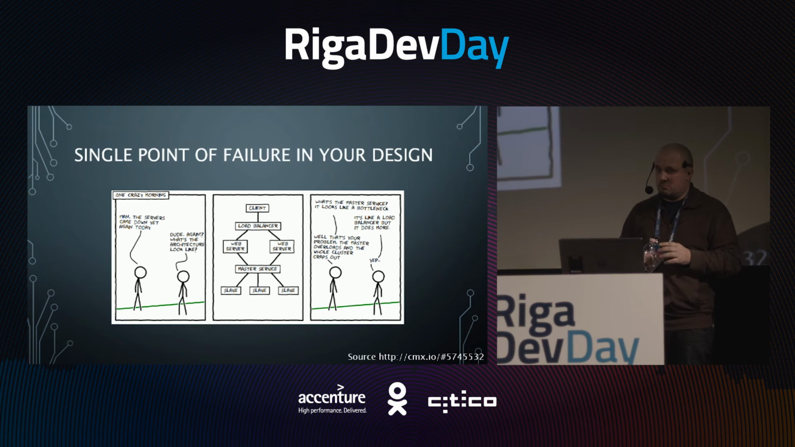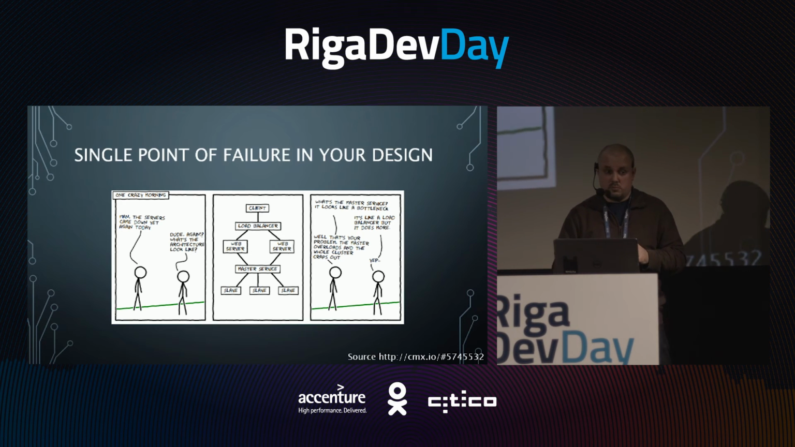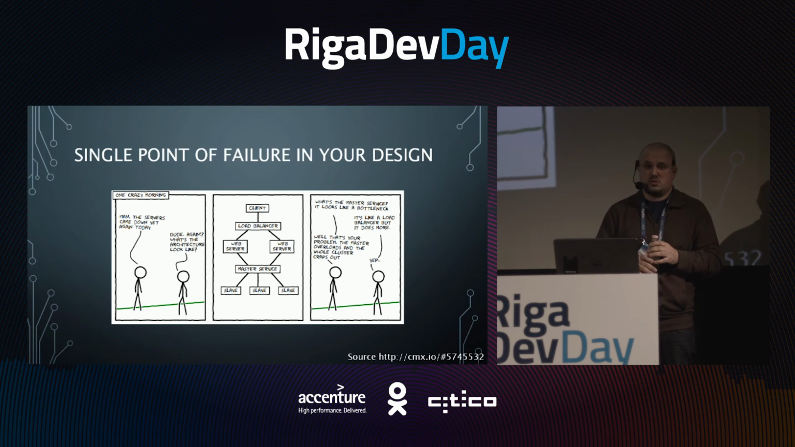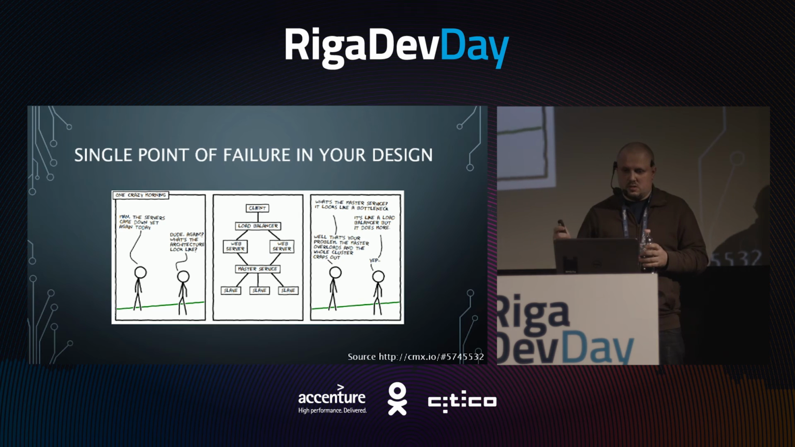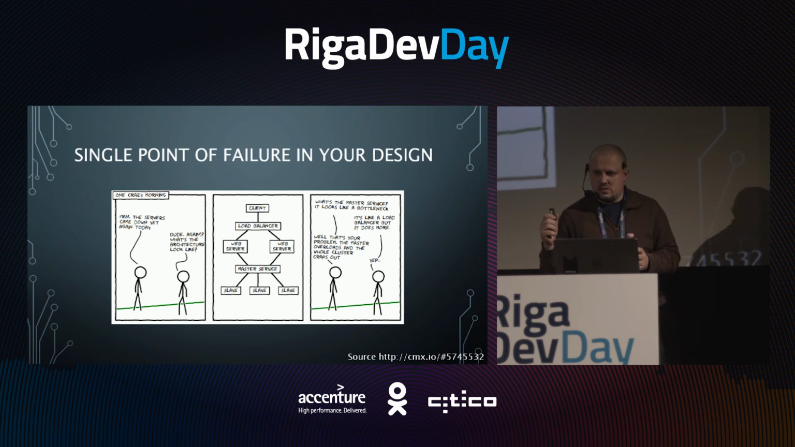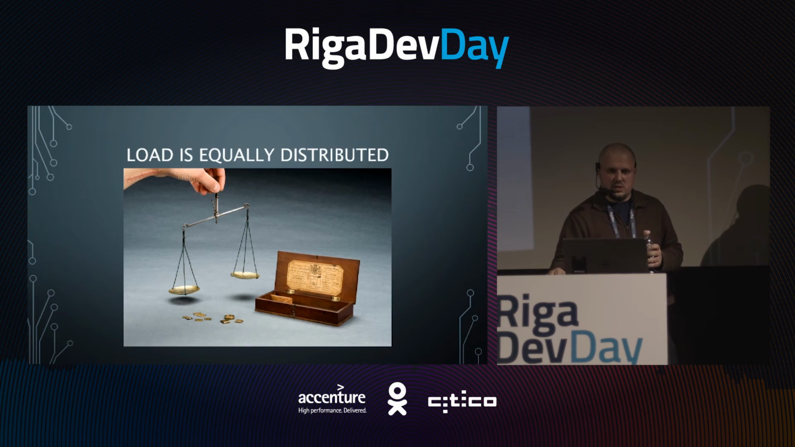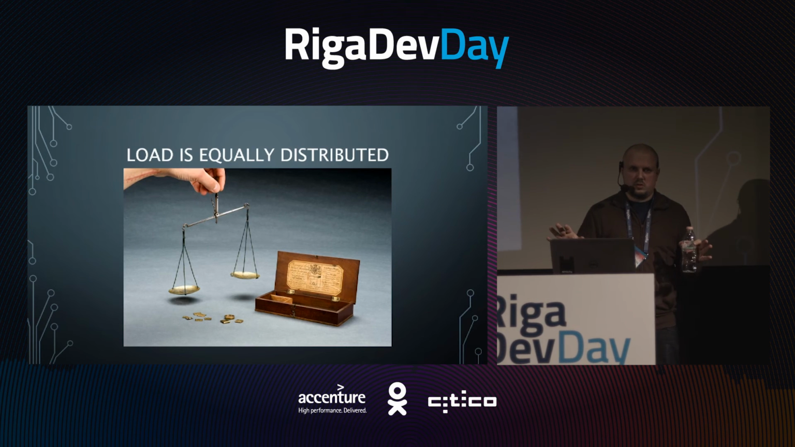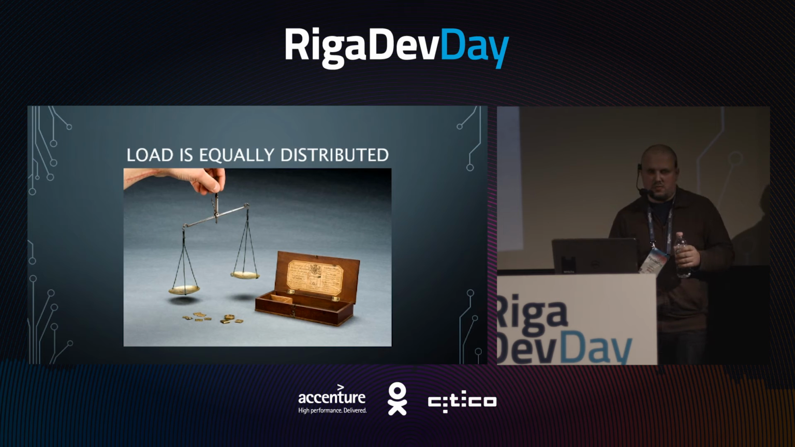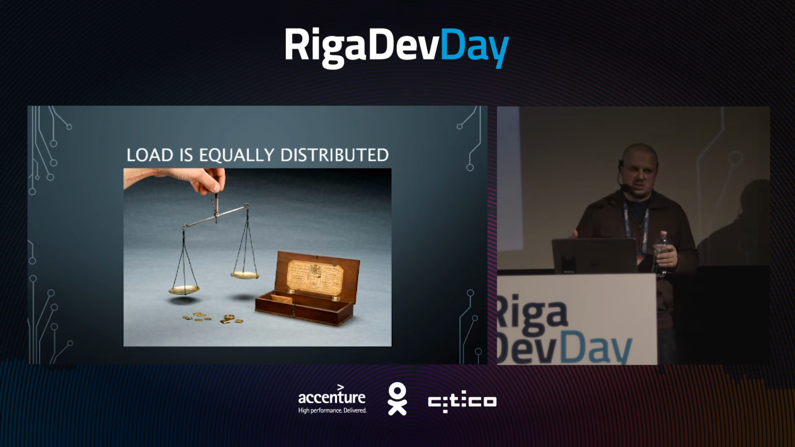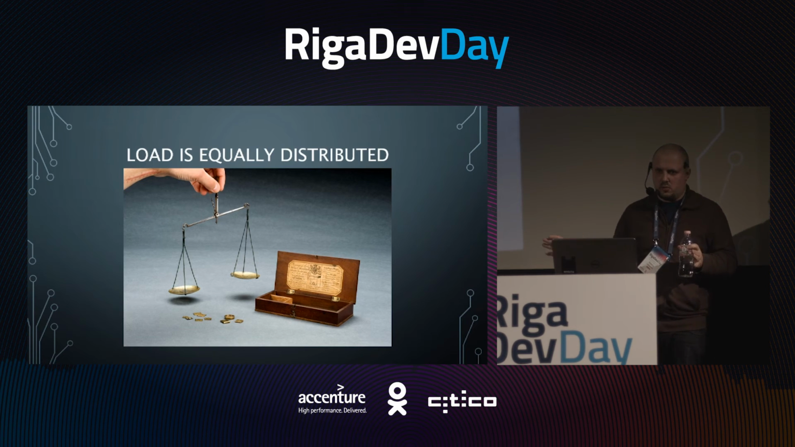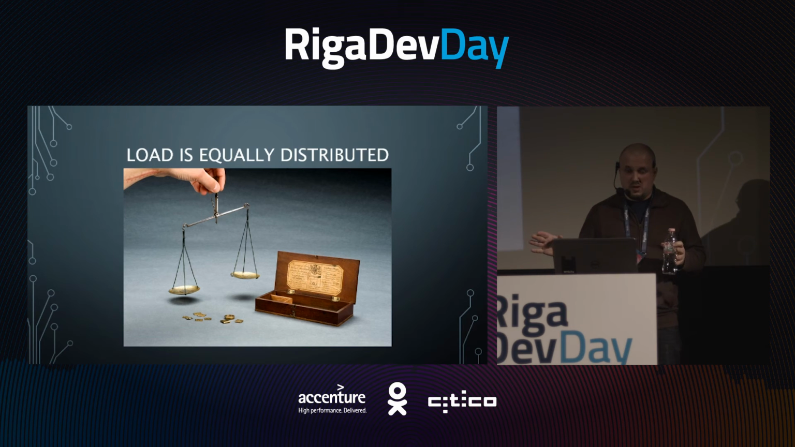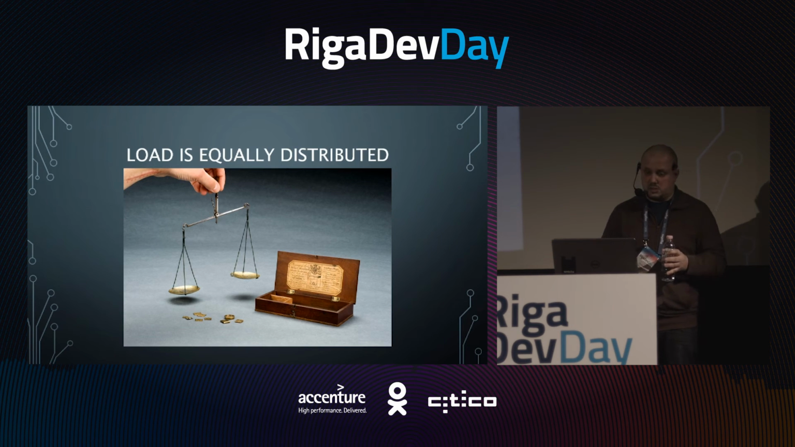First, if you have a single point of failure in your system, probably you shouldn't be using microservices because there is no point in it. When the load is equally distributed among your services, if, for instance, each call from the external world takes a call to 60 or 80% of your microservices at once, probably it's better to have them in one application.